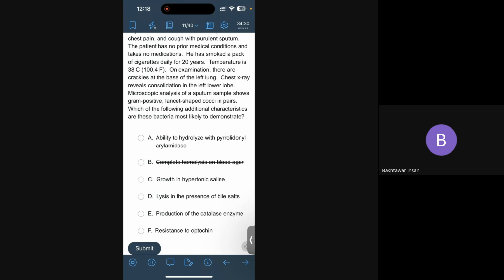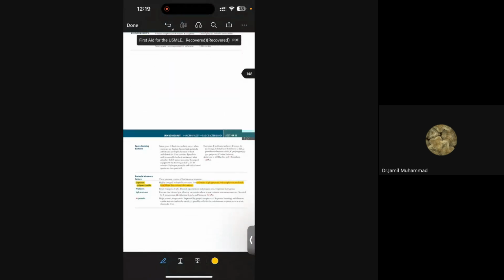Okay. Is it optochin sensitive, or is it optochin resistant? Optochin sensitive. Does streptococcus contain catalase, or does staphylococcus contain catalase? Which one contains the catalase? Staph contains catalase. Okay. Is it bile soluble or bile insoluble? Bile soluble. Okay. That's why the answer is going to be D. It is bile soluble.